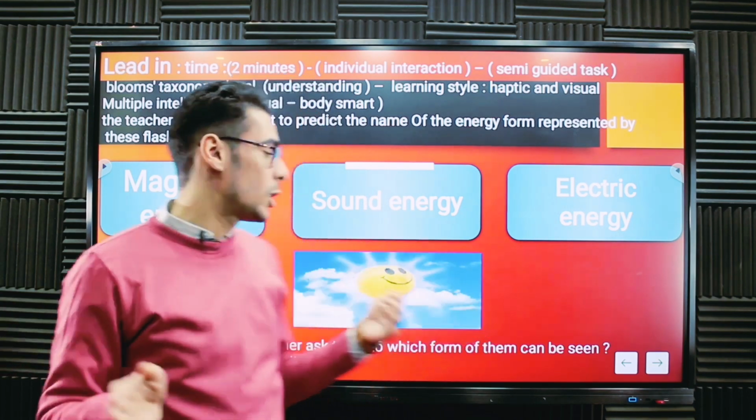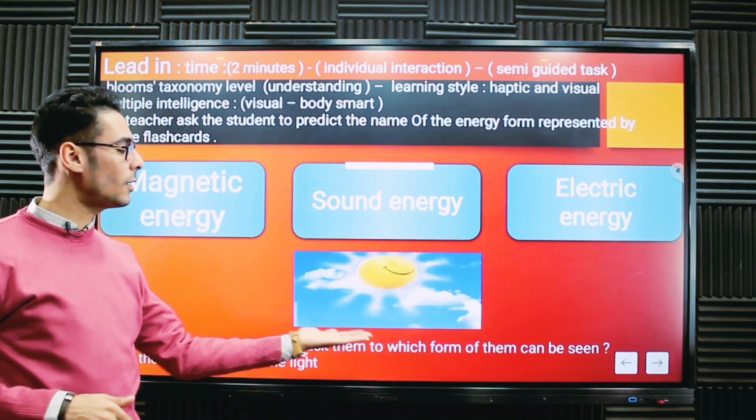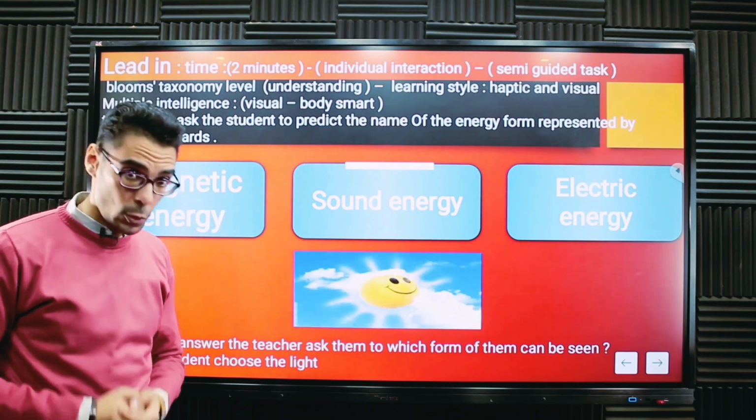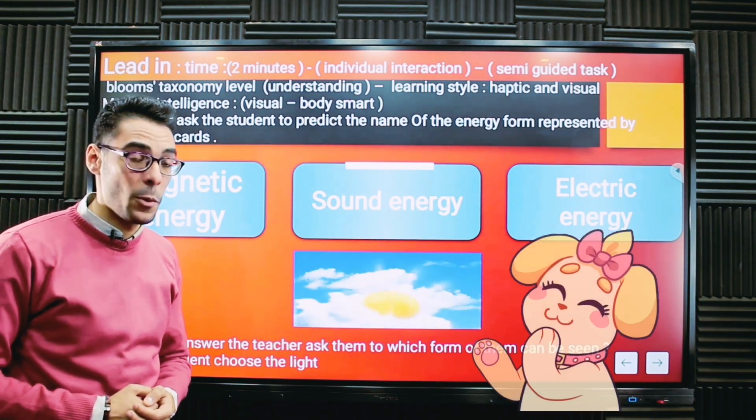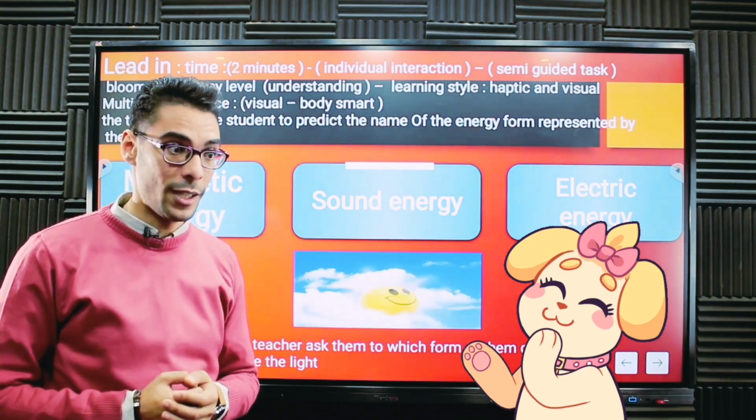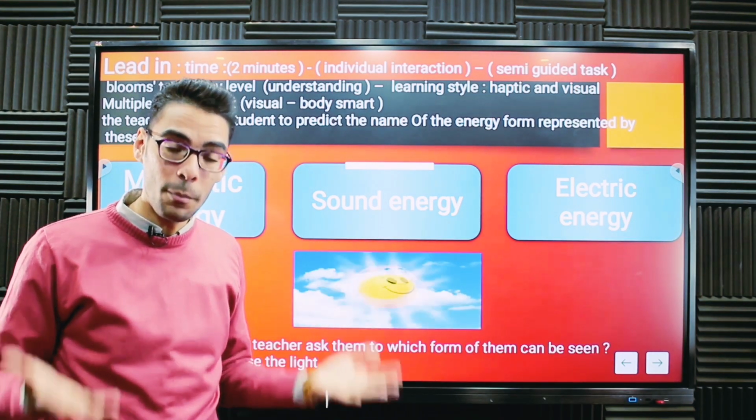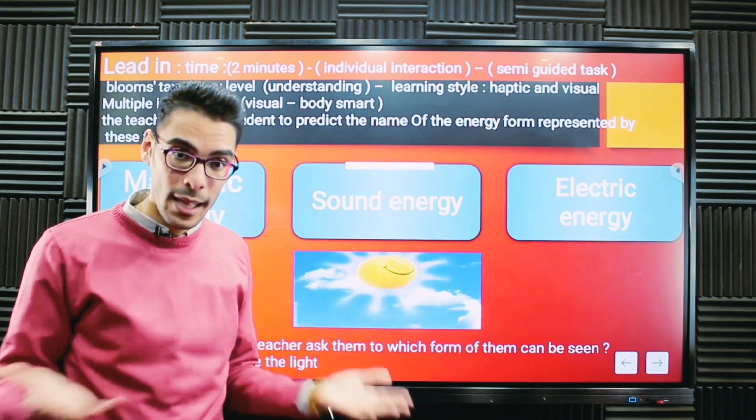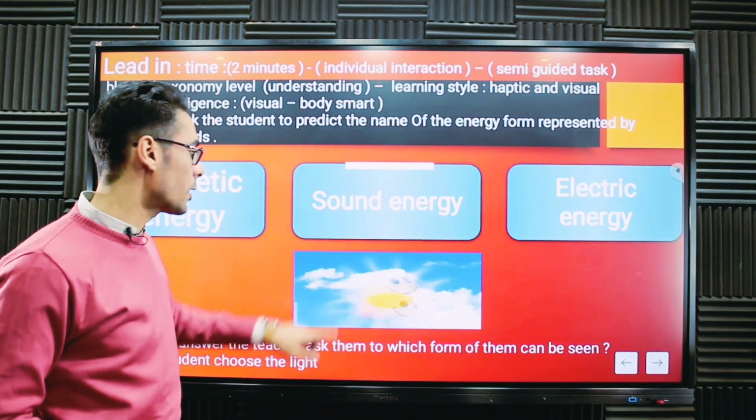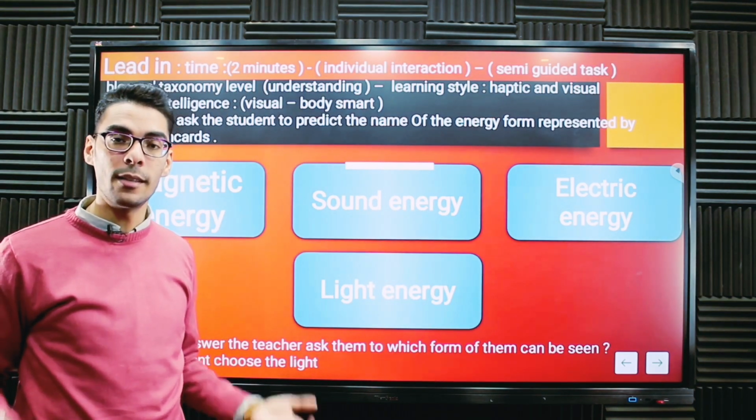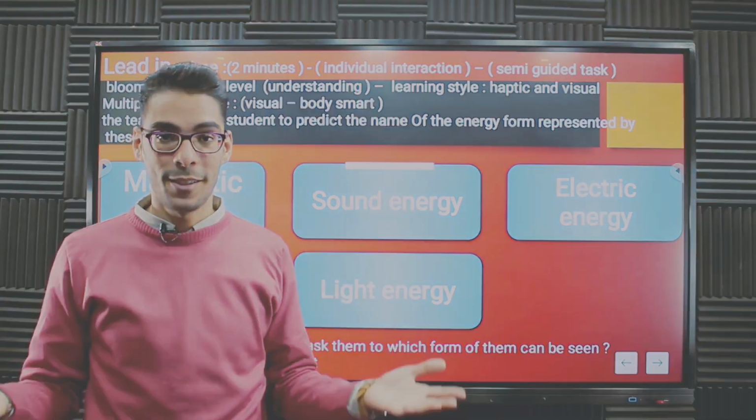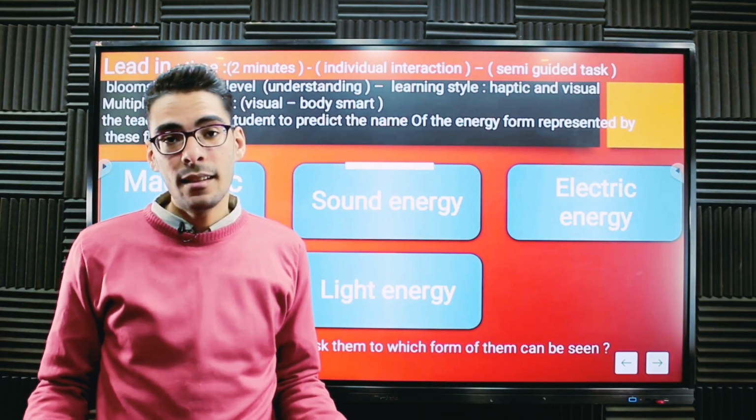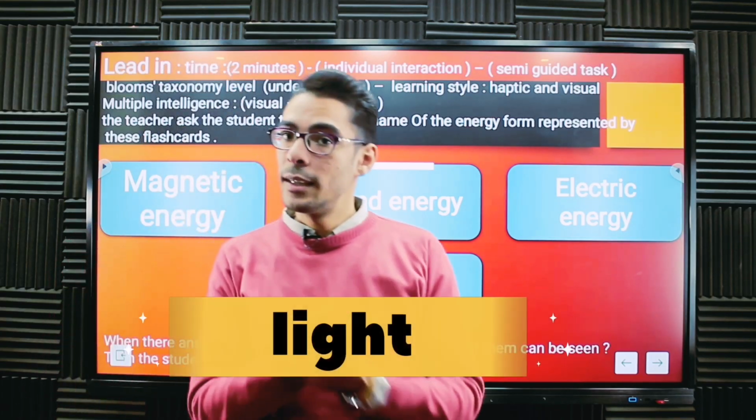No. So what about the light, which is the last one here? Do we see light? Yes, Mr. Saif. We see light. So is it important for our vision? It's really important. It's the most important one to make you see things. This is why we are going to study the light energy. It's the most important form of energy to our eyes. It causes vision.